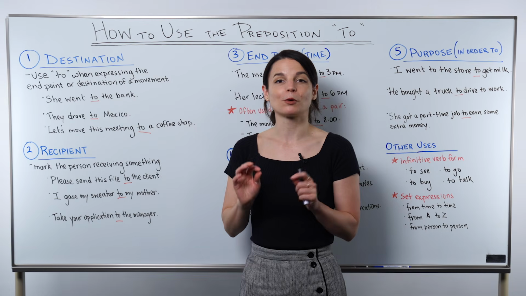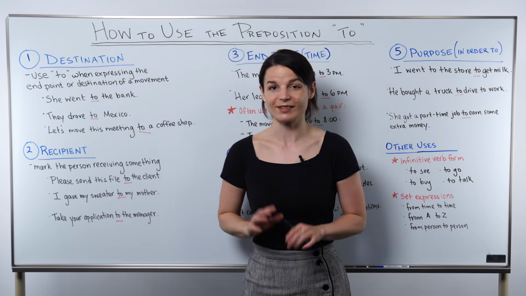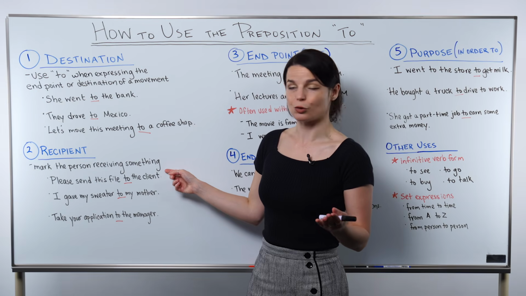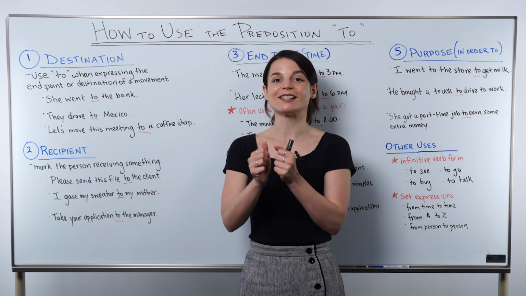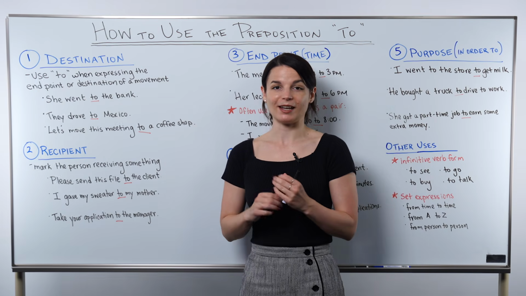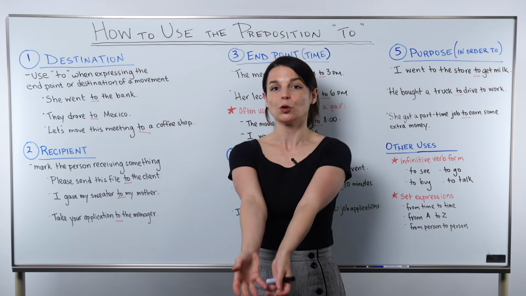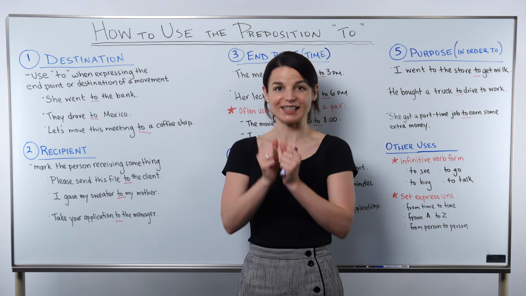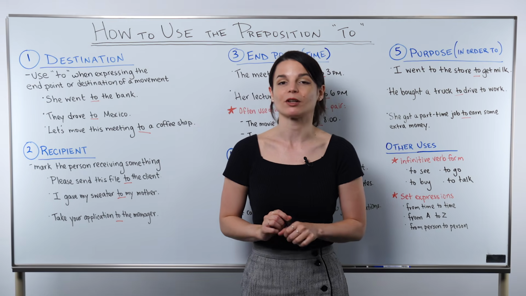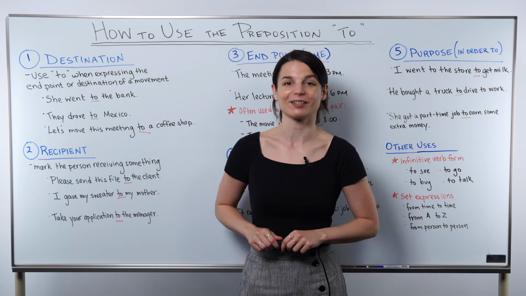Number 2 is for recipients. That means we use "to" to mark the person receiving something. So in a give and receive situation, when you want to express the person who takes the thing or who receives the thing, you can mark that person with "to." Let's look at some examples.